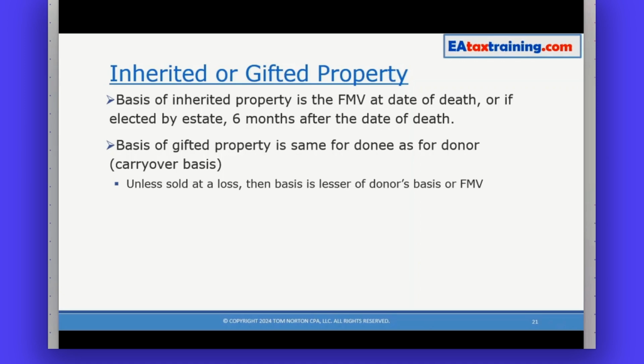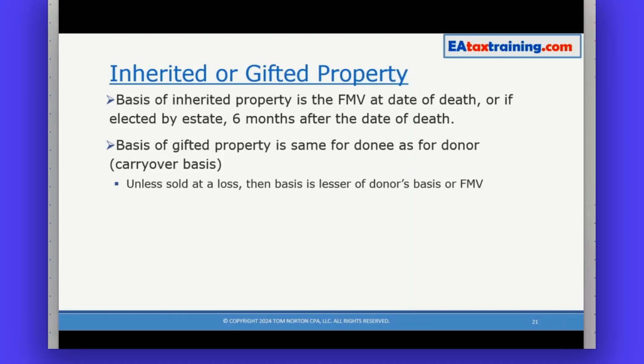Contrast that with gifted property. If instead of leaving that Walmart stock to you when she died, she had given it to you while she was still alive, let's say she gifted it to you the day before she died. She said, here it is, I'm going to give you this Walmart stock. And she gives it to you the day before she dies. Now your basis is the same as her basis was. And so now when you turn around and sell that stock, you're going to have a huge capital gain, and you're going to pay a lot of money in capital gains taxes on that property.